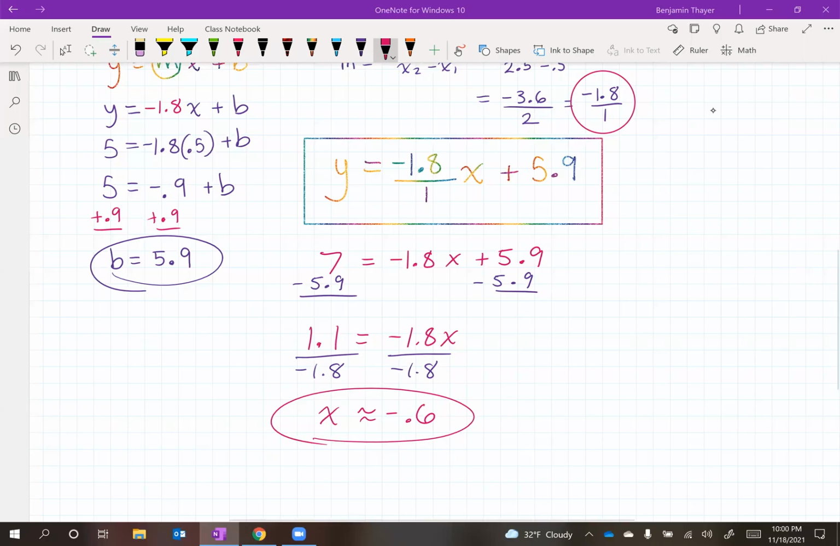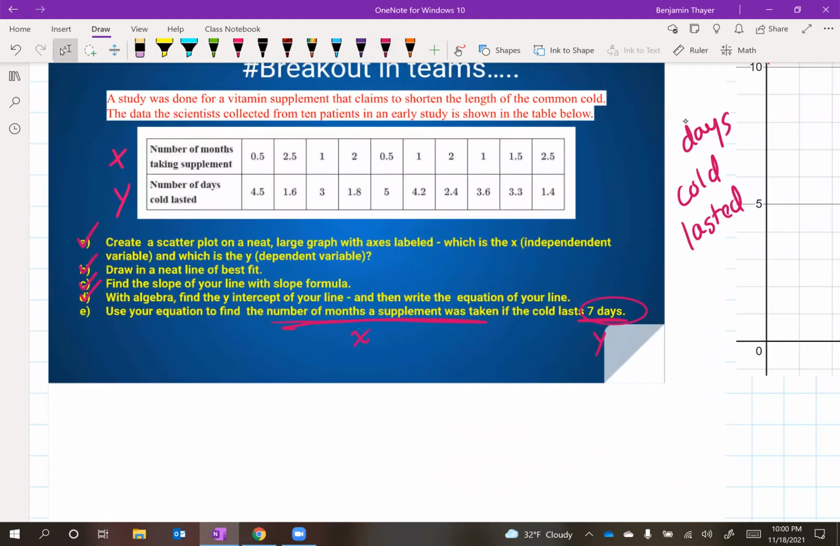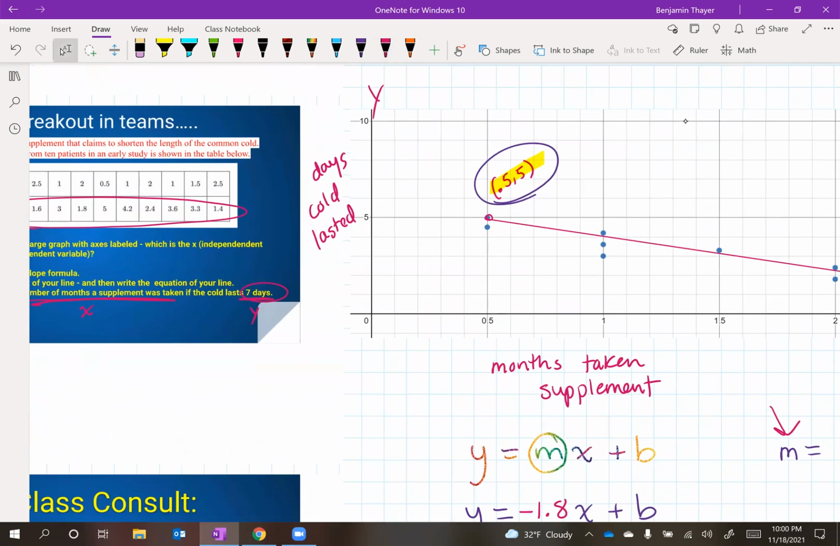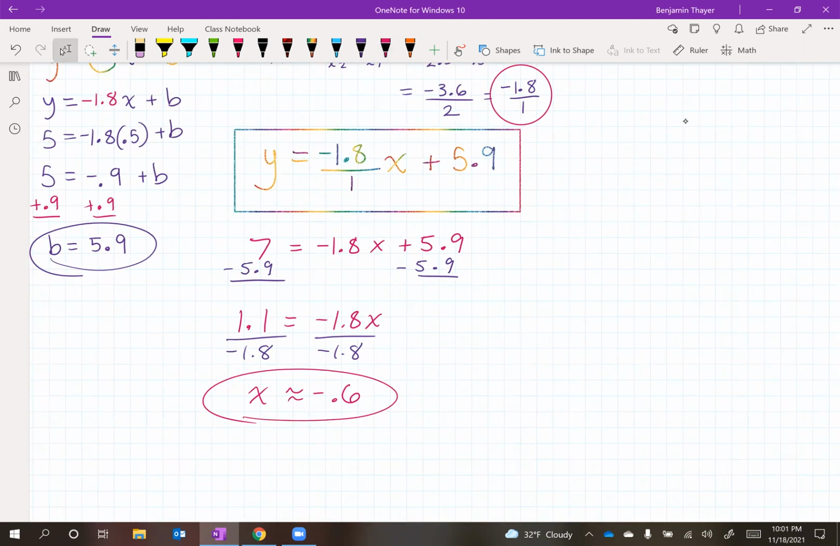Pause. All right, well, I solved and I got x would be about negative 0.6. Now remember, x is the number of what? Let's go back in and check it out. Number of months we took the supplement. So there was no cold in this table that lasted that long. And if you worked backwards here to arrive at 7 up here, we'd have to be in the negative values for x. So really it doesn't make sense to say, hey, we took the supplement for negative 0.6 months, right?